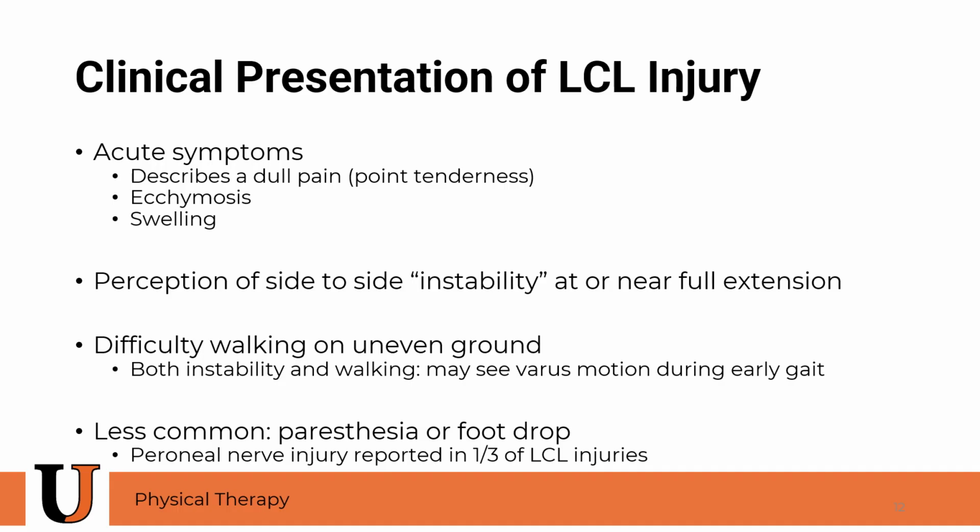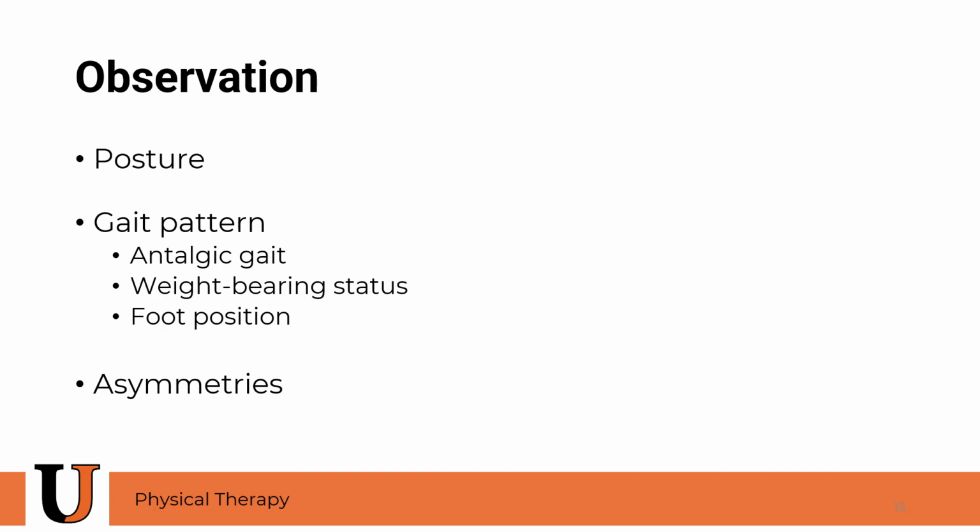The peroneal nerve runs very near to the LCL over the fibular head, so it's also a differential diagnosis we should have on the list and consider during our examination. We'll go through the same observation process that we've done with all other knee presentations, looking at posture, assessing the gait pattern, and looking for any significant asymmetries.